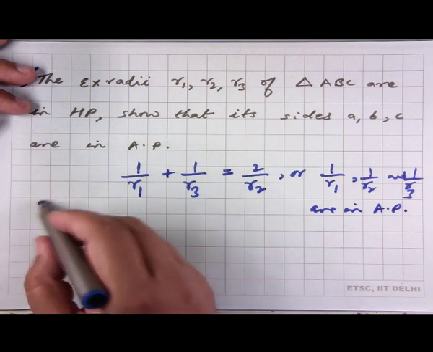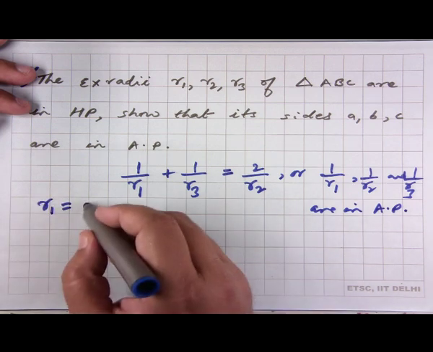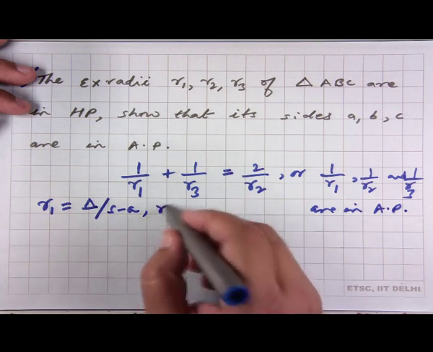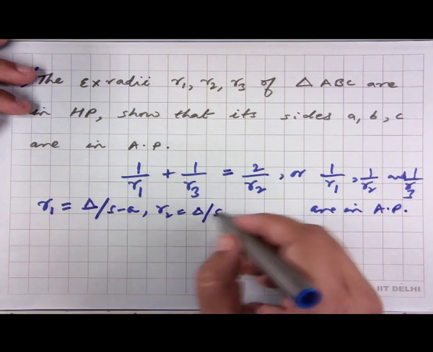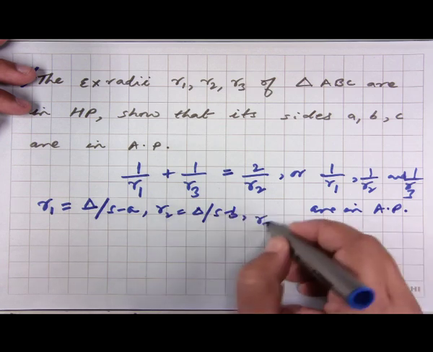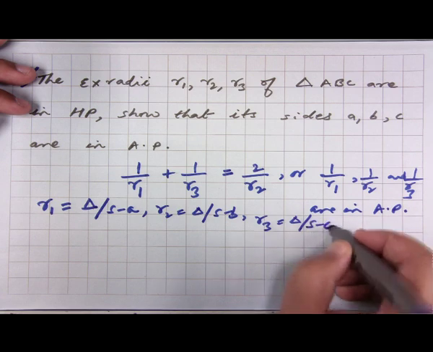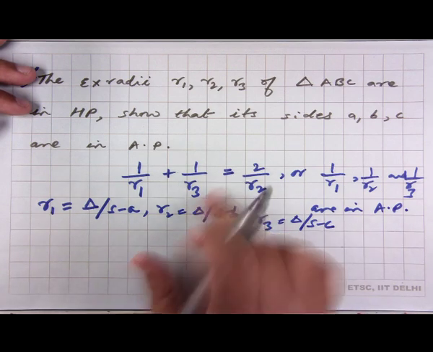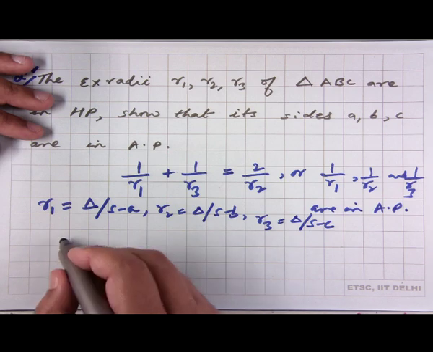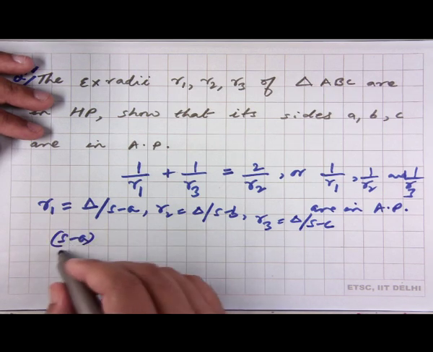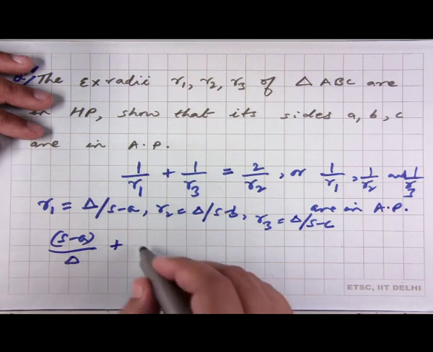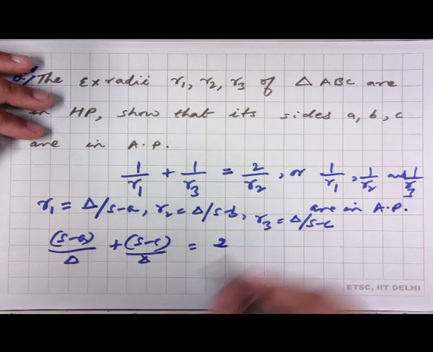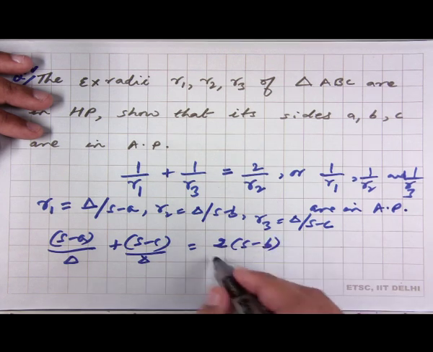We already know that the formula for R1 is delta upon S minus A, R2 is delta upon S minus B, and R3 is delta upon S minus C. So, by substituting these into this equation, what we eventually get is that S minus A over delta plus S minus C over delta is equal to 2 times S minus B over delta.